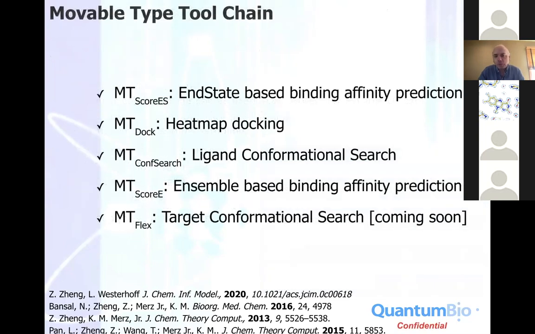Okay, so the overall tool chain, the end state scoring, I already mentioned that, of course, is the protein ligand complex itself. Optionally, you can use the heat map docking that's built in. Conformational search, of course, would be for generating all the conformers. And then finally, the ensemble, which would be scoring 25, 50, even 100 different poses if you like.